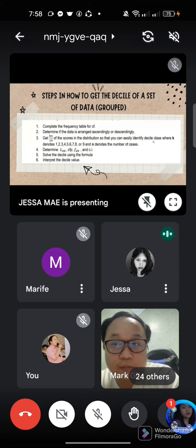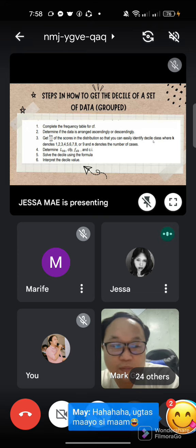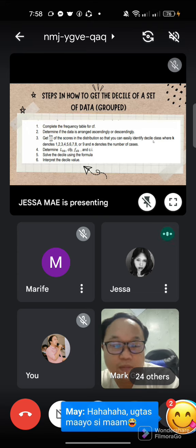Steps in how to get a decile of a set of grouped data. Step 1, complete the frequency table for cumulative frequency. Second, determine if the data is arranged ascendingly or descendingly. Third, get kn divided by 10 of the scores in that distribution so that you can easily identify the decile class, where k denotes 1, 2, 3, 4, 5, 6, 7, 8, or 9, and n denotes the number of cases. Fourth, determine the lower boundary LBk, CFp, FDk, and CI. Fifth, solve the decile using the formula. Sixth, interpret the decile's value.